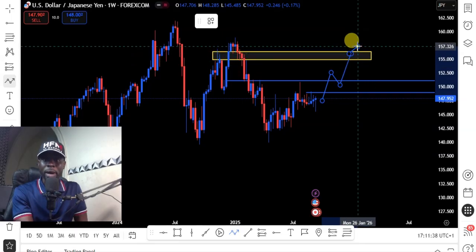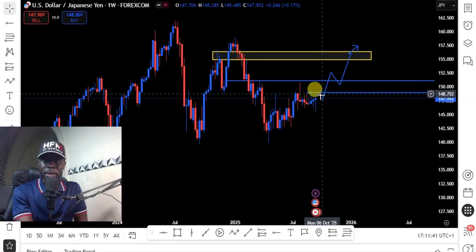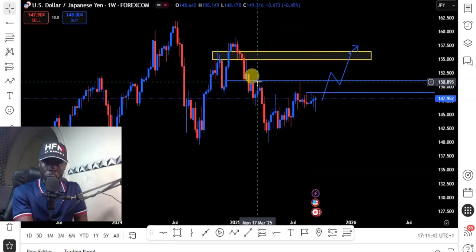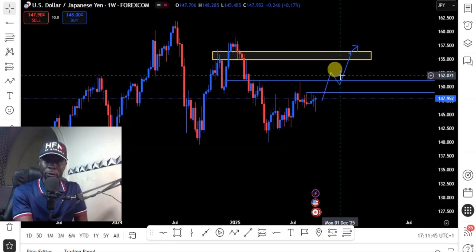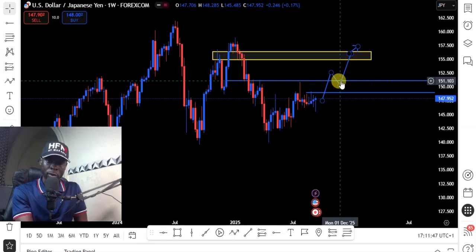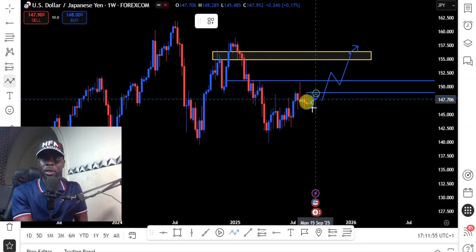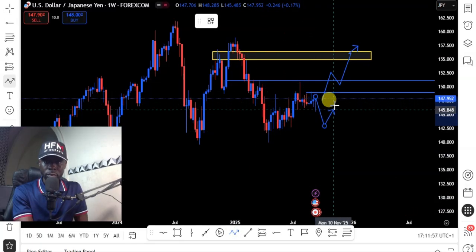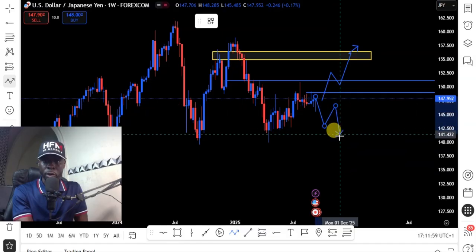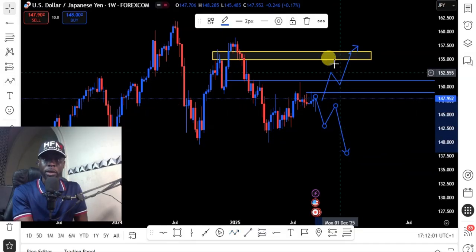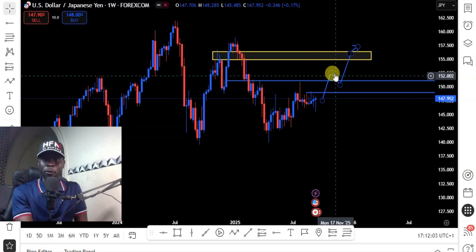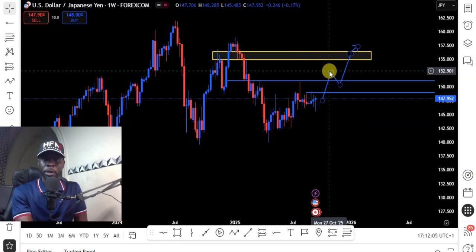So once we see price break this lower high, which is this level, we expect full pressure on buying on the USDJPY. But our scenario still remains buy, except if we see price break below this higher low and do a retest, then we'll start looking for selling opportunities for the USDJPY. So our scenario for now still remains an uptrend.